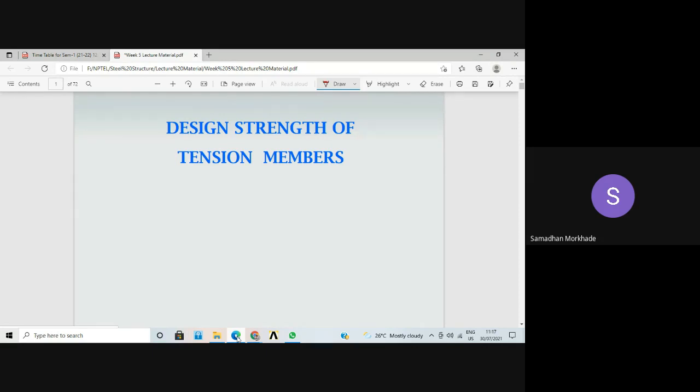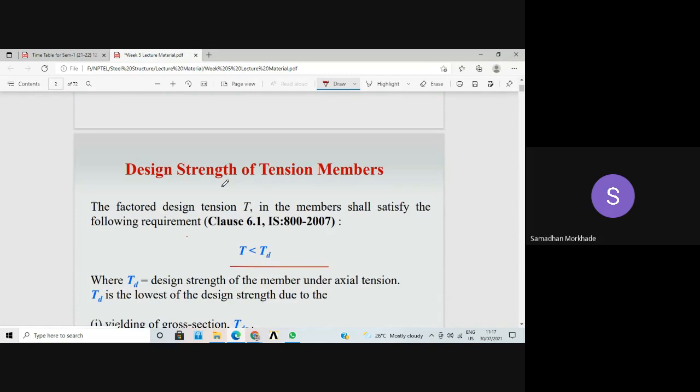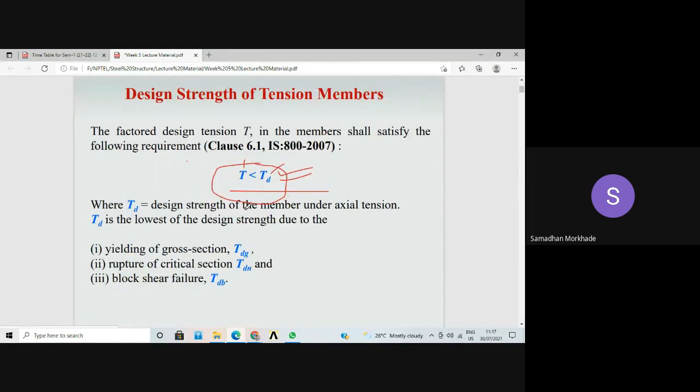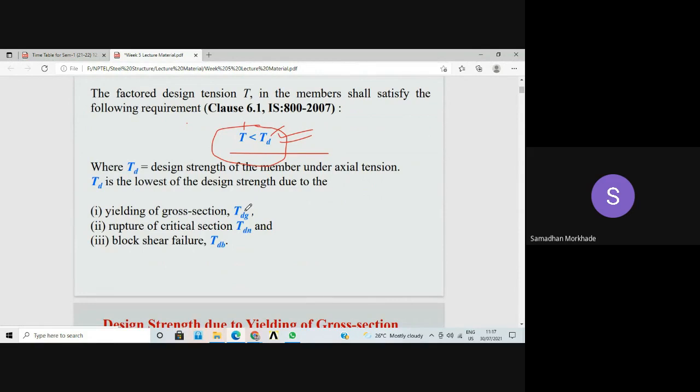Let us recap yesterday's lectures and the formulations of tension members. The design criteria as per IS 800:2007 is that T is less than TD. T means the factored tension, and TD is the design tension. T is the tension acting on the member, and TD is the capacity of the section. We calculate this TD by three different criteria.